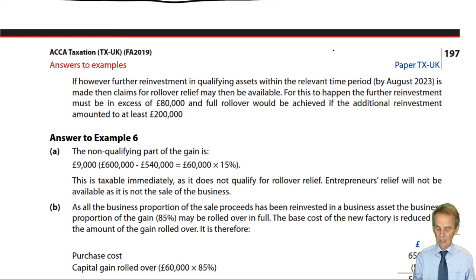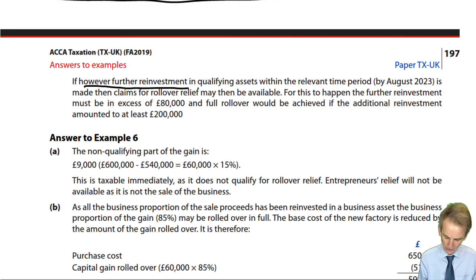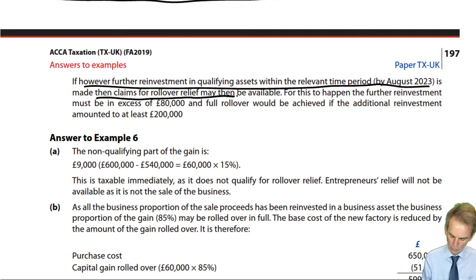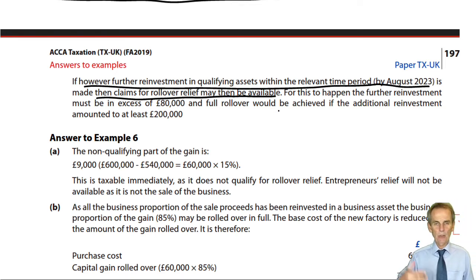But of course, the clock still ticks on. If, however, further reinvestment in qualifying assets within the relevant time period, i.e. by August 2023, is made, then claims for rollover may then be available. If we get those reinvestments up above 680, why 680? We'd sold for 800. If we had again reinvested at least 680, then if we go above 680, we haven't taken out all of the gain. Some of that gain will remain chargeable, but some of it will then be eligible for rollover.